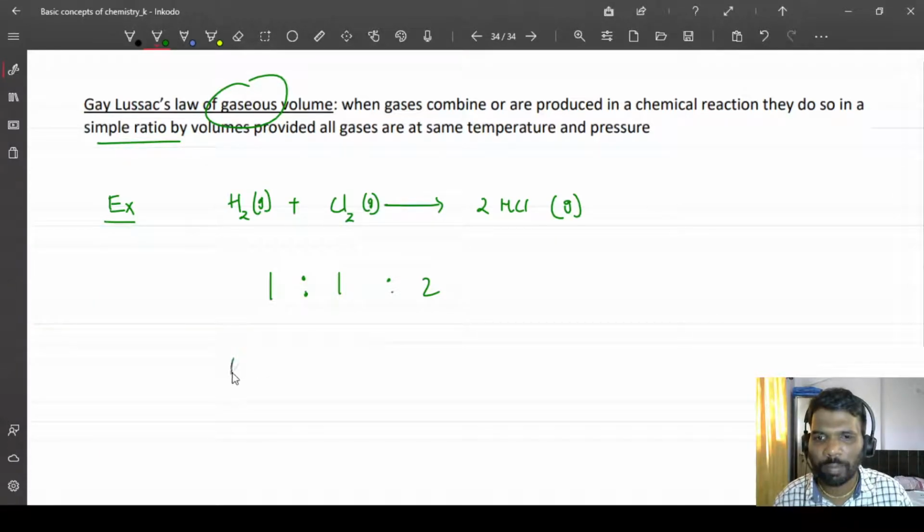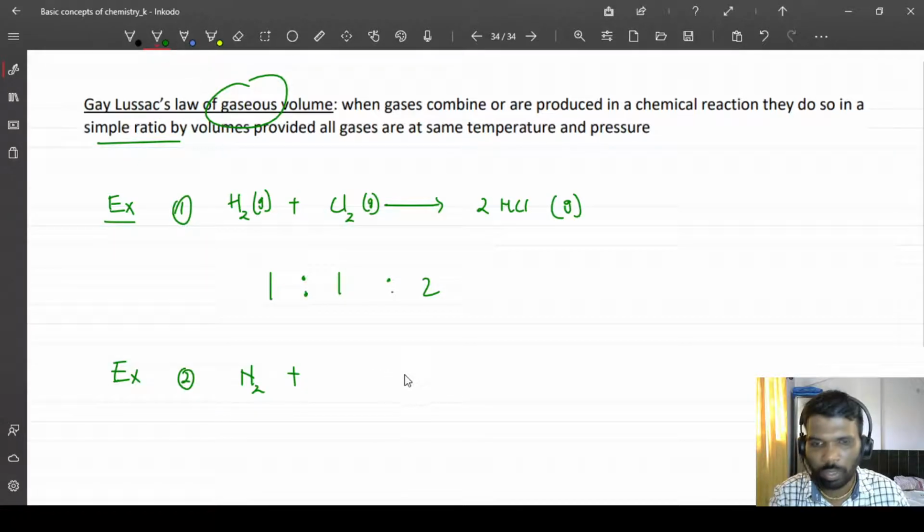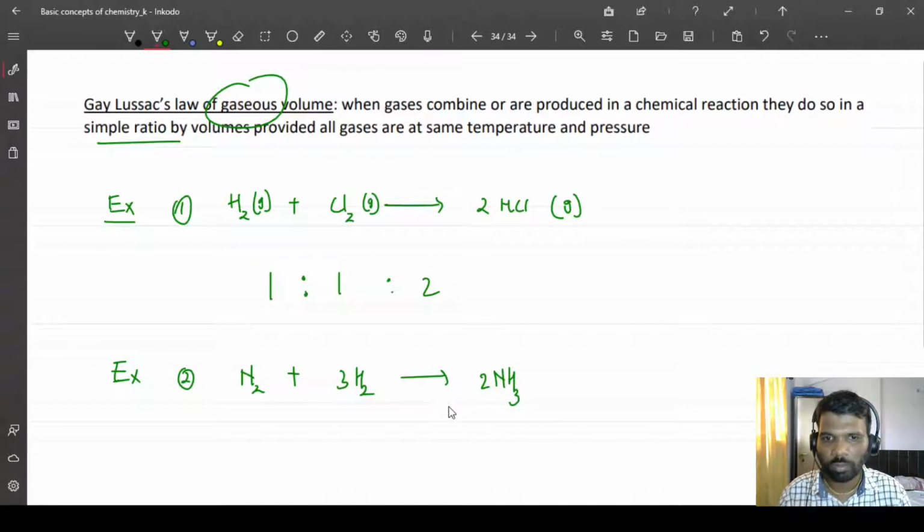I can take one more example. This is example one. The second example I'll take is nitrogen reacting with hydrogen to give you ammonia. If I write the balanced chemical equation, then here the ratio is what? This is 1 mole, this is 3 moles, and this is 2 moles of the product, right? So 1 is to 3 is to 2. These are the ratios of all the reactants and the product. This is the meaning of Gay-Lussac's law.